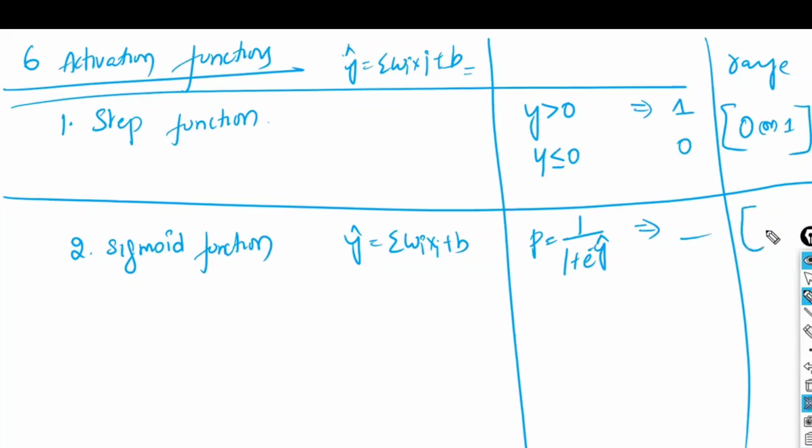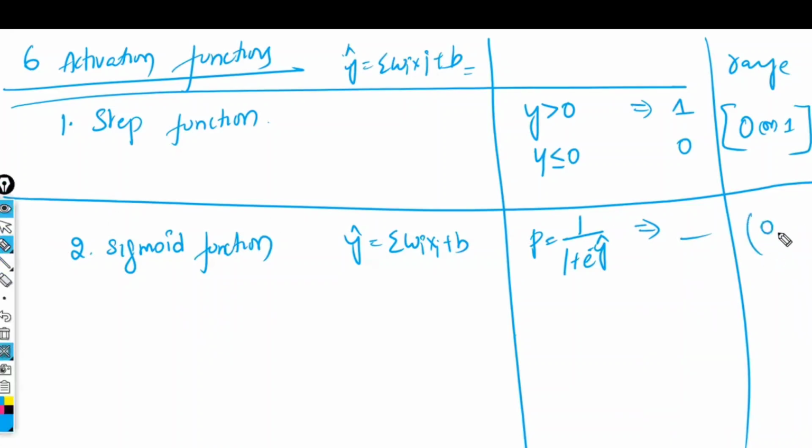Now the range of this one is from 0 to 1, where 0 is not included and 1 is also not included. You can't get 0, you can't get 1. The values lie between 0 and 1 because probability lies between 0 and 1. Why is it not equal to 0? Why is it not equal to 1?